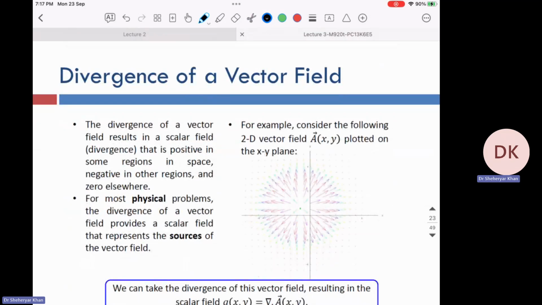Now you see again, one property is that the final answer is a scalar field. That is positive in some regions of space and negative in other regions, depending upon in or out. So it provides the output in terms of a scalar field that represents the sources of the vector field, and tells us whether the source is flowing out or taking in the flux.